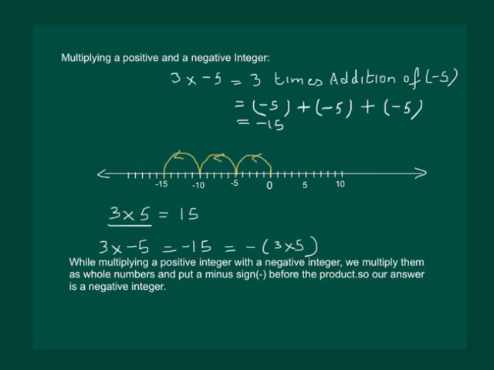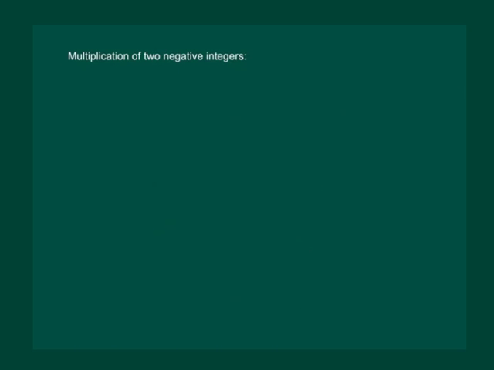That would mean if we have minus 2 into 5, we will multiply 2 into 5 as whole numbers. So 2 into 5 is 10 and put a minus sign before the product. And our answer is minus 10, which is a negative integer. Let us see how to find out the product of two negative integers. Say we have to find out minus 3 into minus 2.